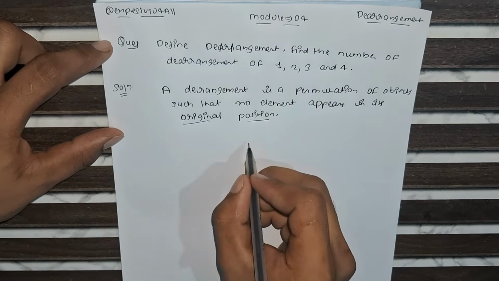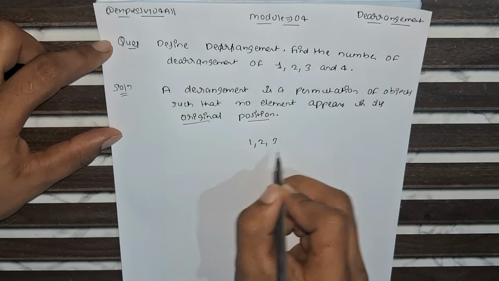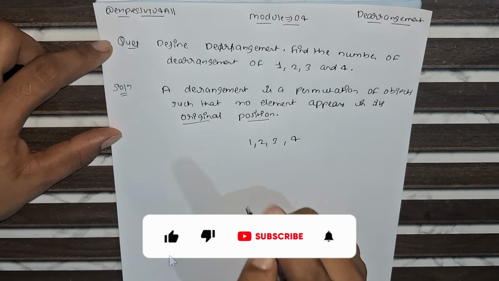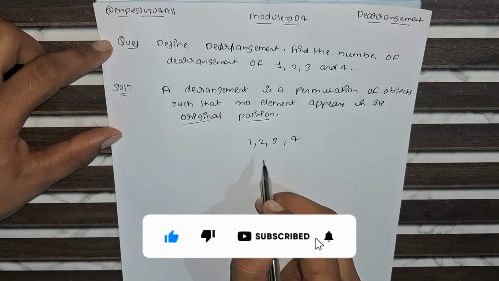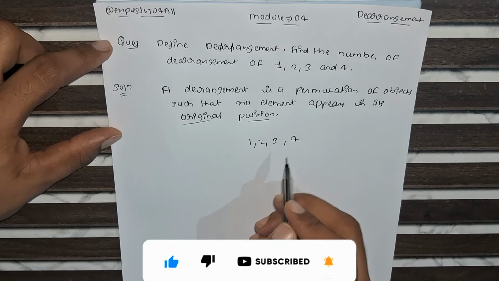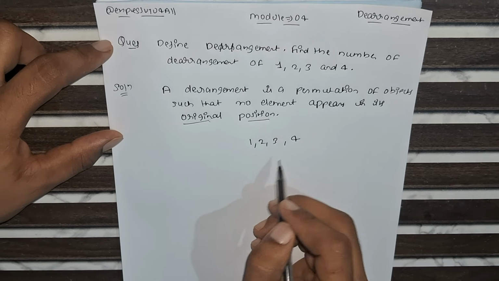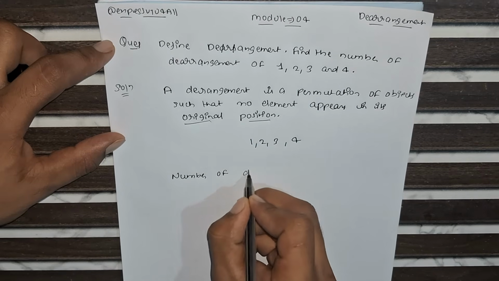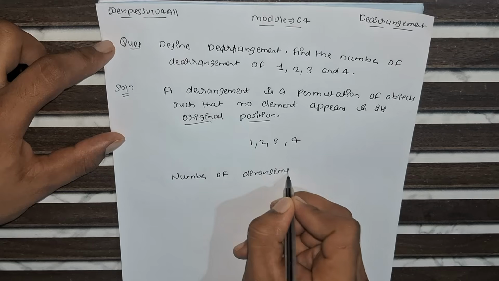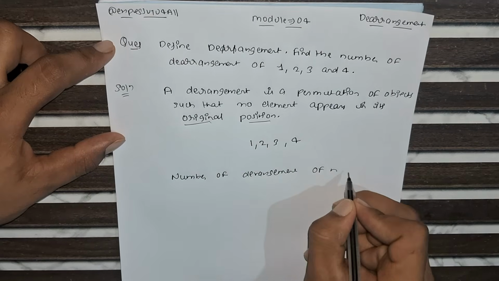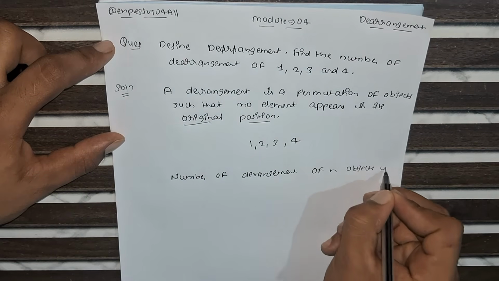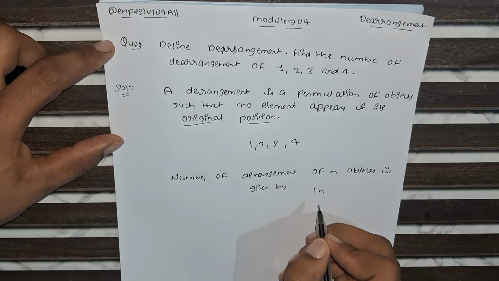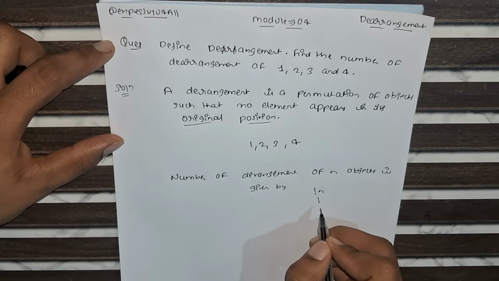So what are the numbers which are given here? 1, 2, 3, and 4 is there. According to derangement, 1 should not be in the position of 1, and 2 should not be in the position of 2, and 3 should not be in the position of 3. So how can we give the notation of these values? It means the number of derangements of n objects is given by n factorial, or we can read it as n subfactorial.